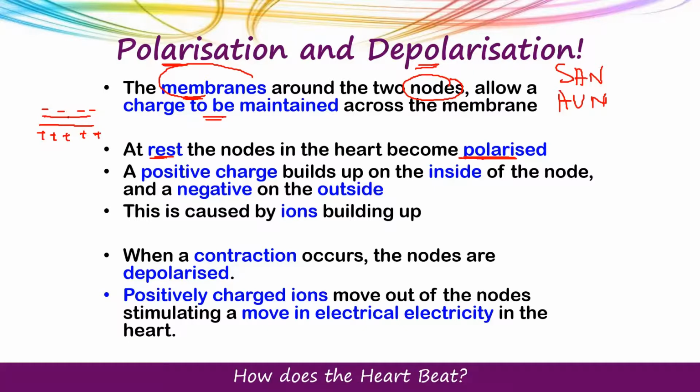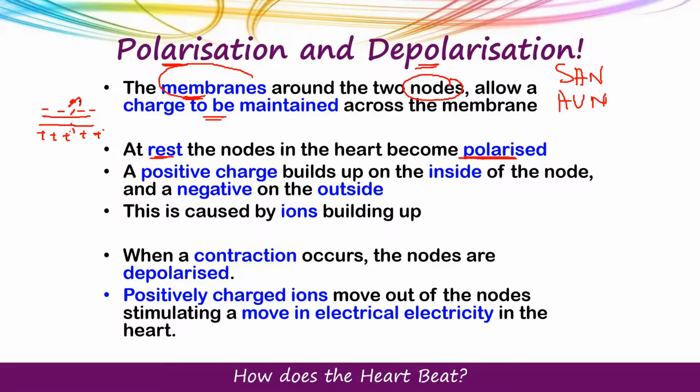Now, when a contraction occurs, these charges change. As the contraction occurs, the nodes are depolarized. At depolarization, the positive charges start to move out. Because of that, there is an electrical impulse, and it starts to stimulate the heart muscles. So this is what happens during depolarization: the positive charges start to go out.